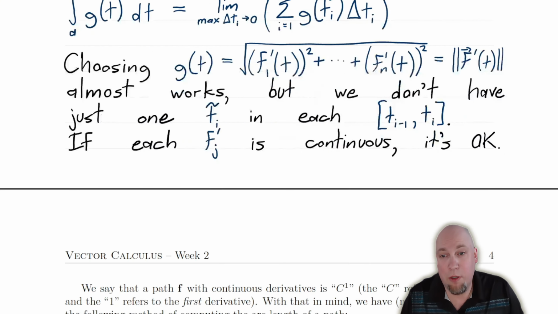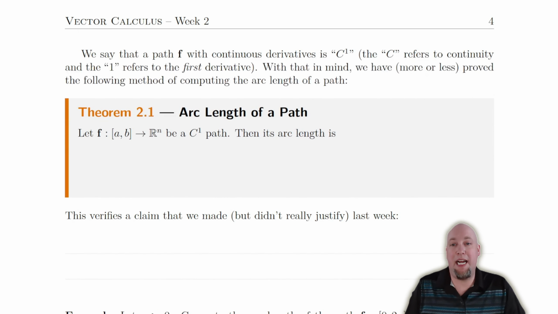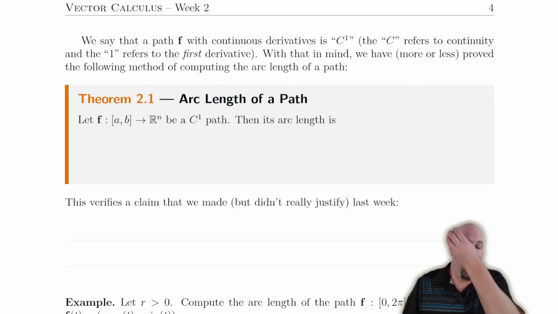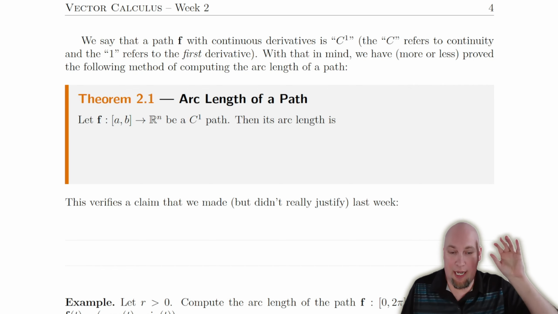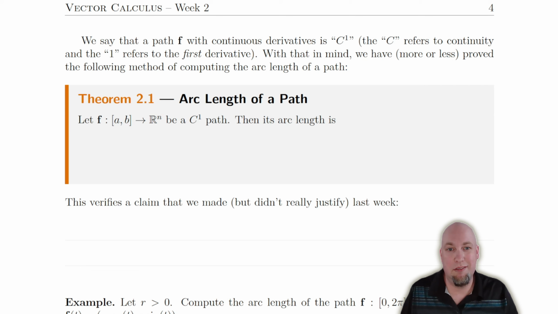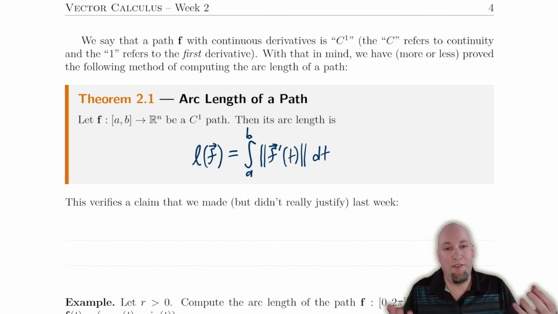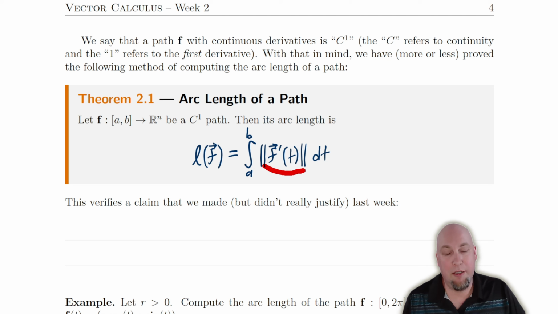Okay, so that's what our formula is. The arc length of a path, what is it? Well, for a C1 path, a function where you take the derivative of any of its entries and you still get a continuous function, its arc length is just the definite integral of the speed of that path, of the length of its velocity vector. You just integrate that and you get your answer.